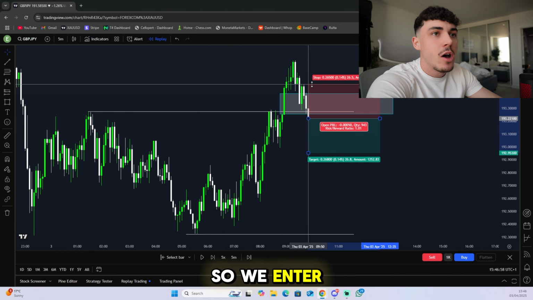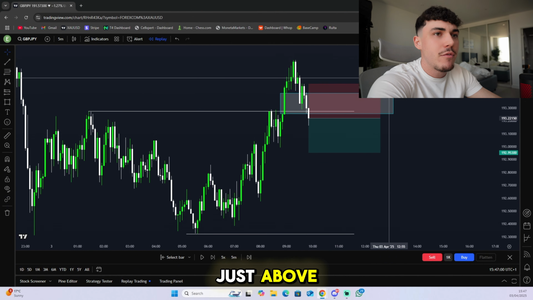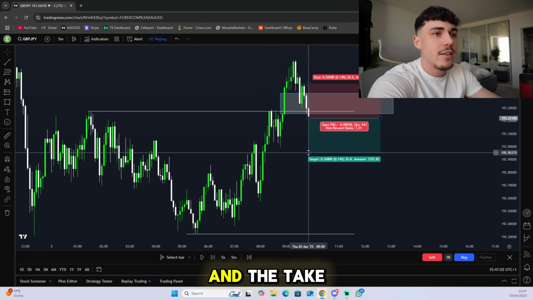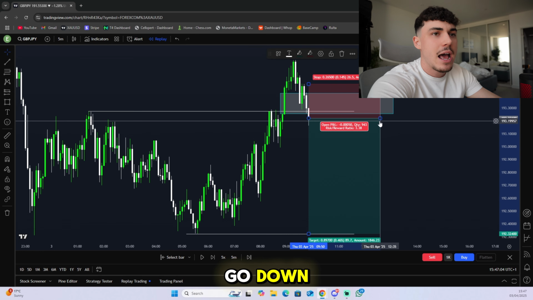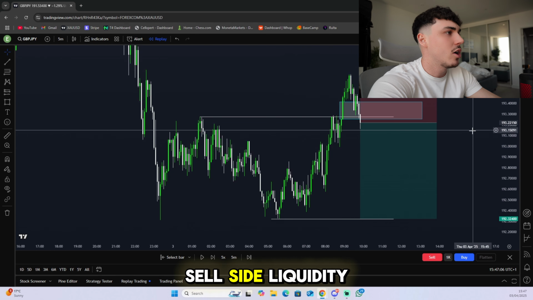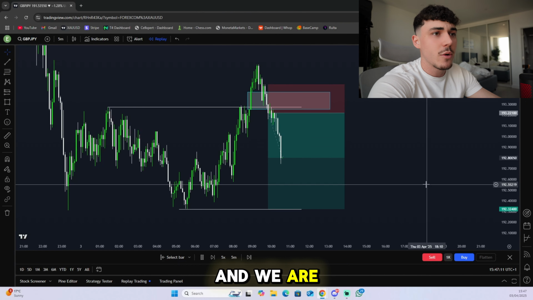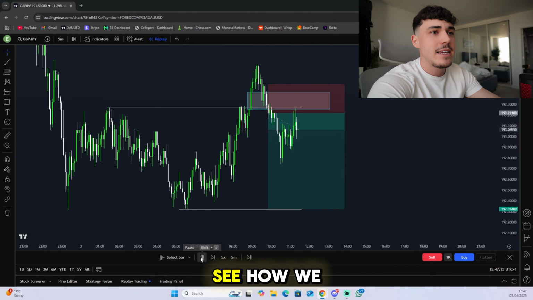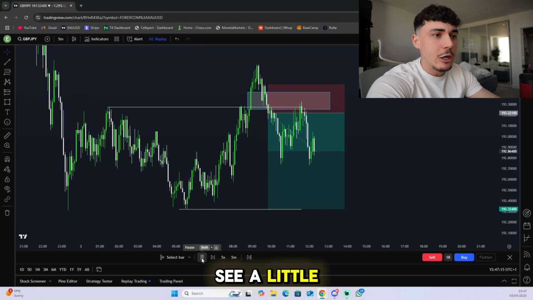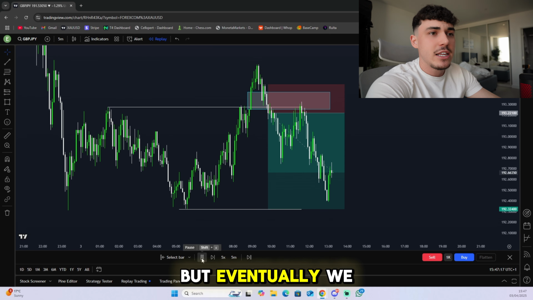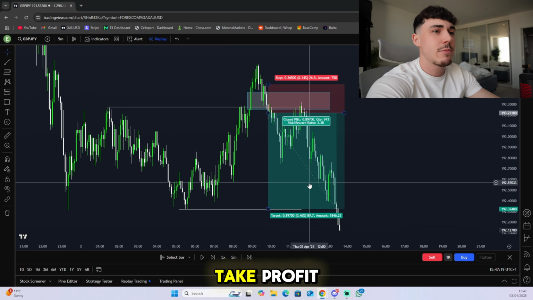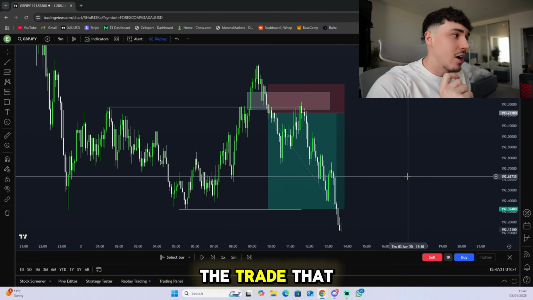So we enter. Our stop loss is going to go just above the fair value gap, and the take profit is going to go down at the resting sell side liquidity. We are then going to play the trade out, and we are going to watch what happens, see how we get on. As you can see, a little bit of a retest, but eventually we do go on to smash our take profit. And that is the trade that I took today.